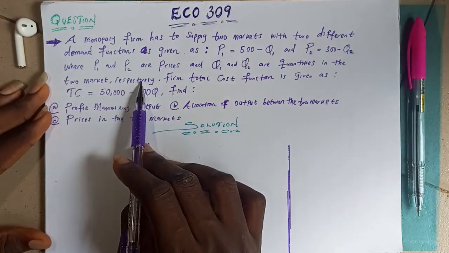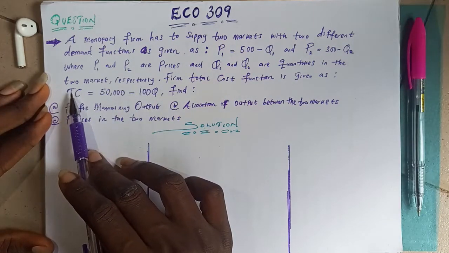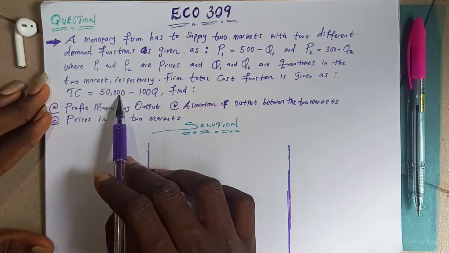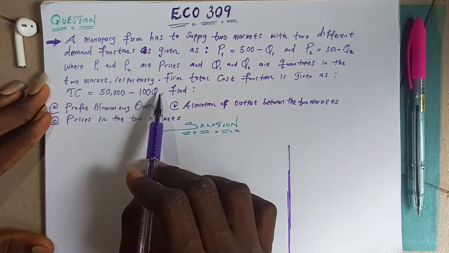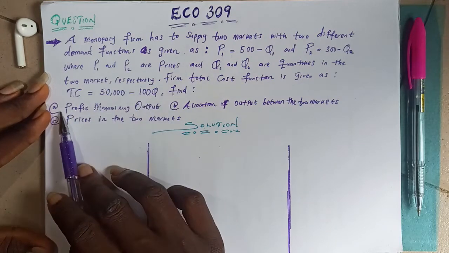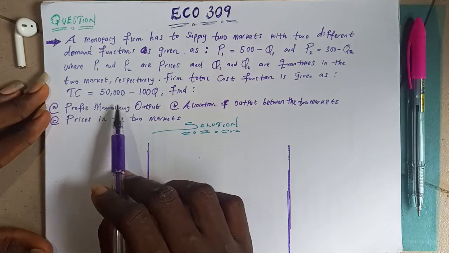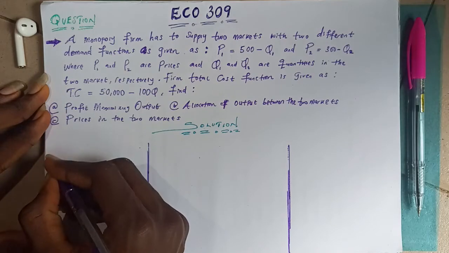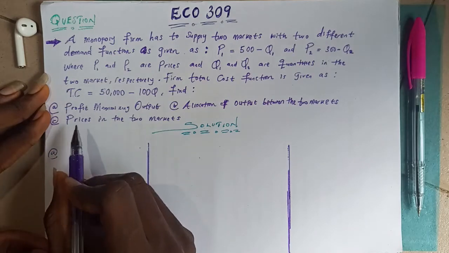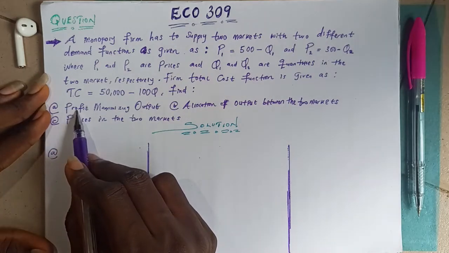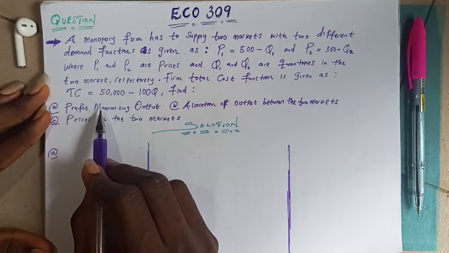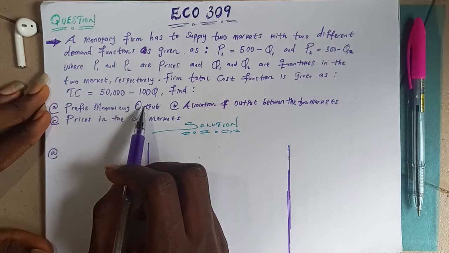Now in this question, we are given a total cost function. The total cost function given is 50,000 minus 100Q, right? And then the first question says that we should find the profit maximizing output. The first step simply implies that I will need to find the profit first, and after getting the profit, I will have to maximize the output.